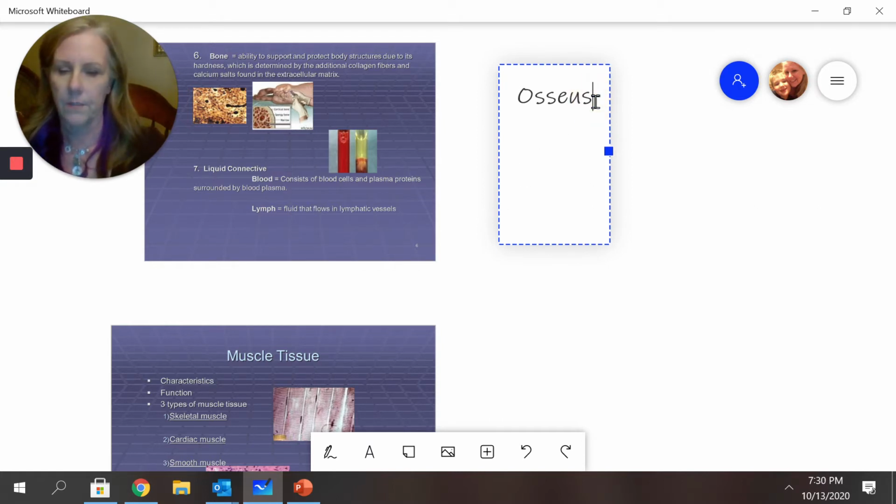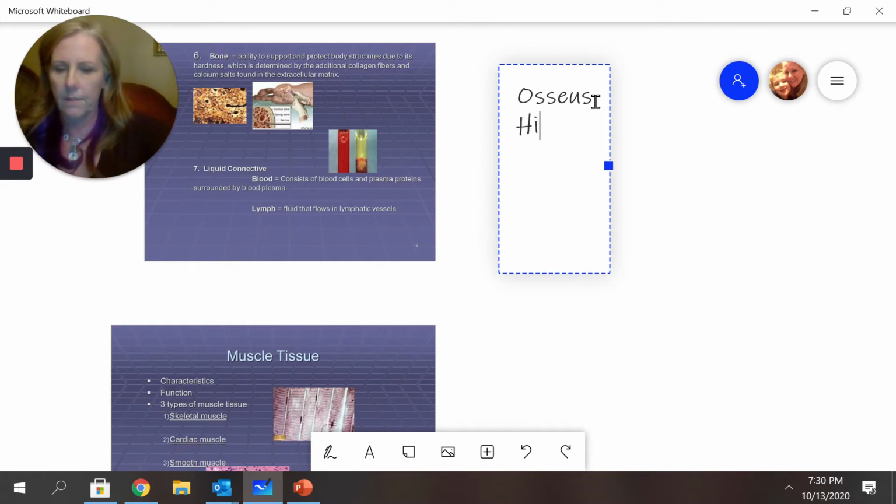So how is this different? So how is osseous tissue different from other types of connective tissue? That's because it has a high collagen content.